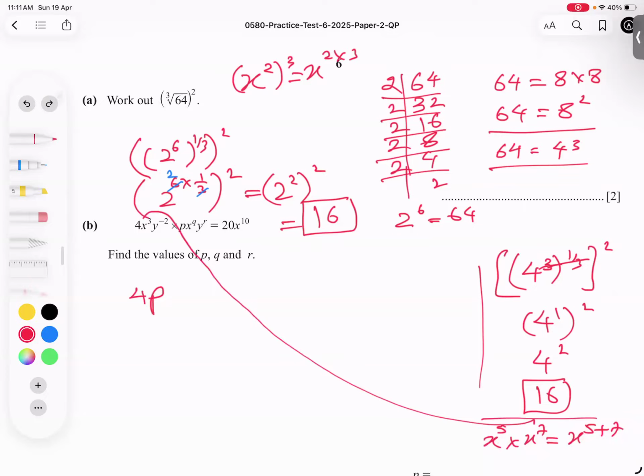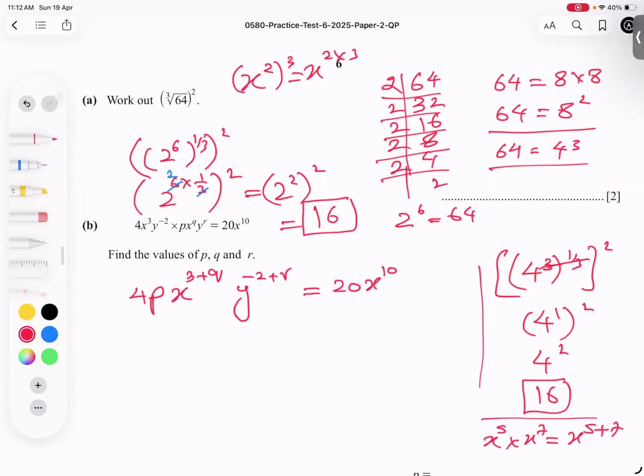So check it. What is this power? 3. And what is the other power here? 3. And what is this power? q. So it means 3 plus q. I hope you got the point. Same way, I will go for the y. What is the power of y here, r, and this one? So I can say y to power negative 2 plus r. Repeat, negative 2 from here and r from here. That is a very clear approach. Now I'm going to finish the question.